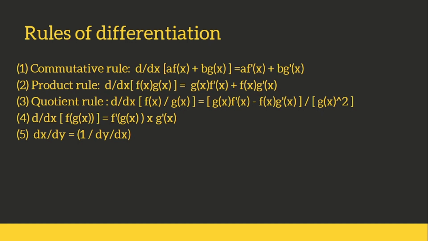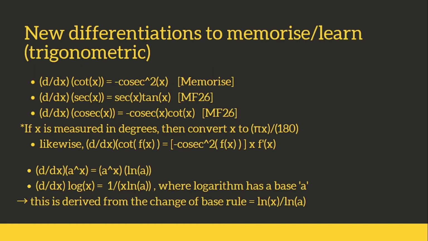Then in the case of differentiating a function with a function inside, you differentiate the outer function first, then afterwards you multiply by the derivative of the inner function. Also, dx/dy is equal to 1 over dy/dx. However, take note that this doesn't apply when you have d squared x over dy squared, or d squared y over dx squared. In that case it's different, but for dy/dx or dx/dy, when you differentiate once, it can be inverted. So these are the new differentiations that you have to memorize or learn. When you differentiate cot x, you will get minus cosec squared x, which you have to memorize.